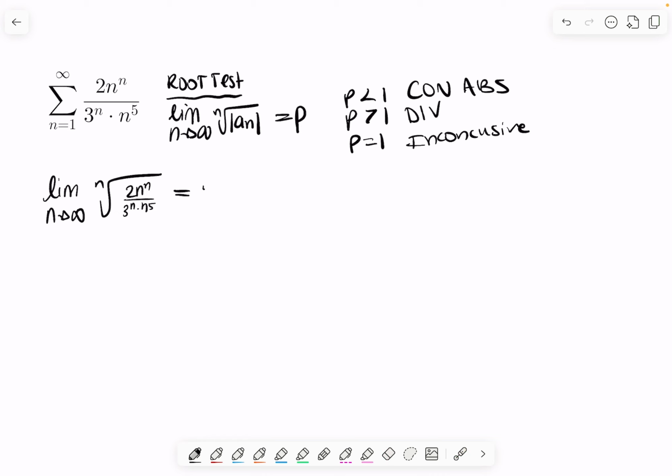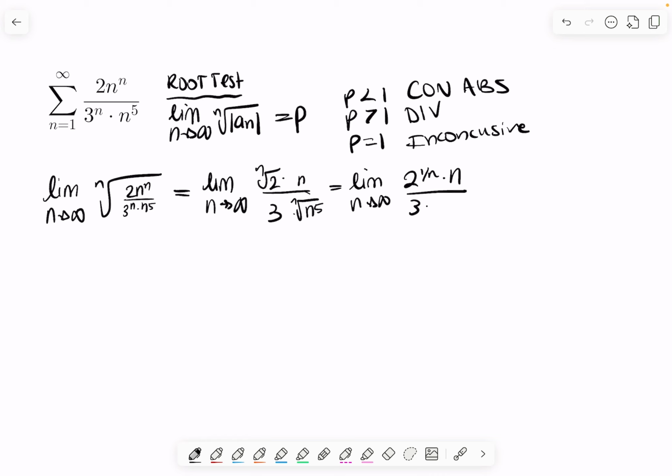Then you can use your algebra rules. You can split 2n to the n, and at the bottom, 3n to the n to the fifth. This you can even further split. These n's cancel out and you're just left with n. These n's also cancel out, so you're just left with 3. And then here we can rewrite this as 2 to the first power, because there's a 1 there, divided by whatever your root is, which is n, times n, divided by 3, times n to the fifth power divided by whatever is right there.